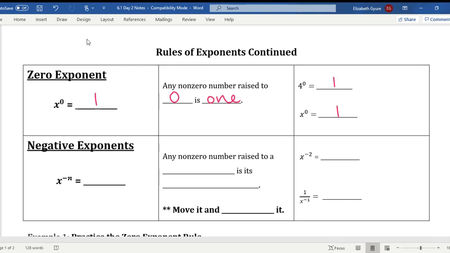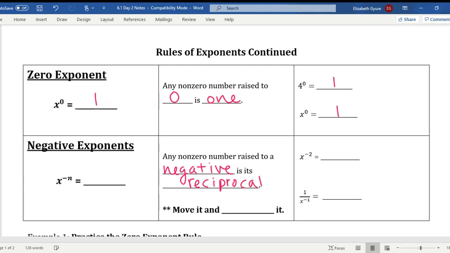And then negative exponents, we don't want them. We don't want negative exponents. It's just a rule. So here's what you do. When you have a negative exponent, any non-zero number raised to a negative is its reciprocal.